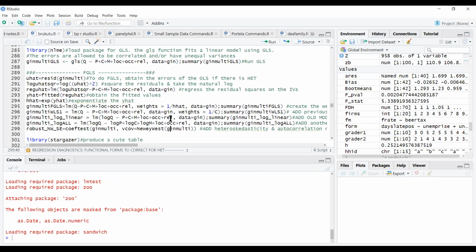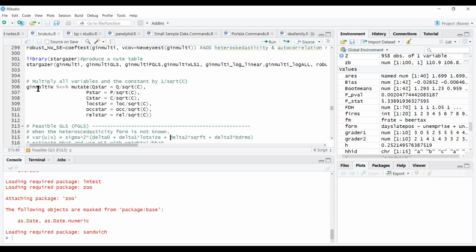So in this command, you can see I have gene multi. I'm calling it gene multi capital W, just to indicate I'm doing a weighted least square. And then the kill, you can see that I've taken a square root of that. I've multiplied the kill by 1 over the square root of complement price. So it is Q divided by square root of C, the price, and I've given it a new name called Q star. Then the price, I call it price star.